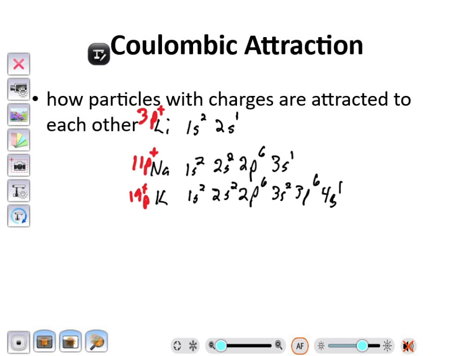All right. Of these, which one has the valence electrons that are the closest to those protons? Which ones have the valence electrons that are going to be closest to the protons? Okay. And why do you say K?